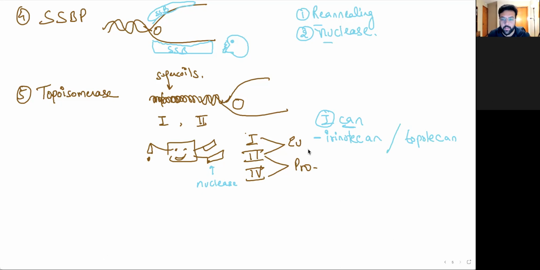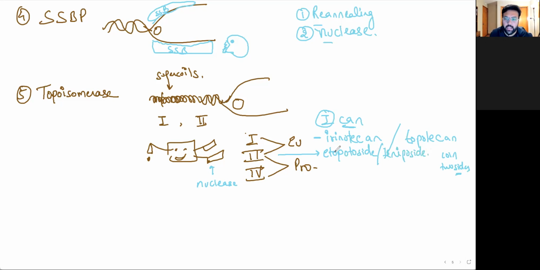Now we also have some topoisomerase 2 inhibitors. Remember, a coin has two sides, right? A coin has two sides, so the drugs have to be sides. Any guesses? Etoposide and teniposide, right?